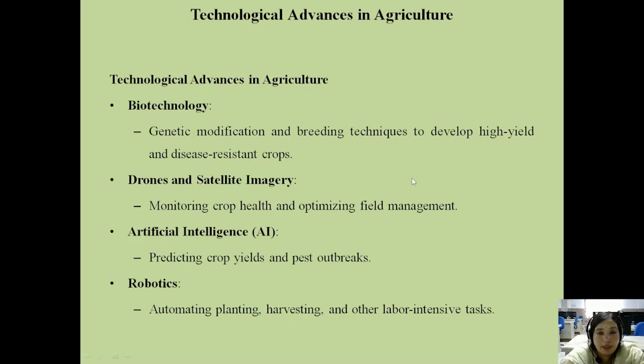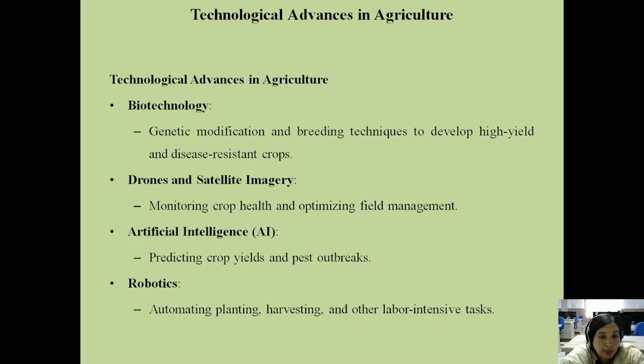Then come to technological advances in agriculture. Biotechnology is here: genetic modification and breeding techniques to develop high yield and disease resistant crops. Drones and satellite imagery, monitoring crop health and optimizing field management. Artificial intelligence, predicting crop yields and pest outbreaks. And robotics, automating the planting, harvesting, and other labor intensive tasks.